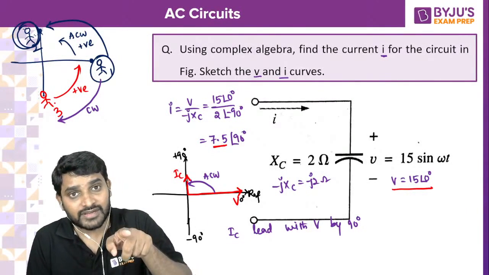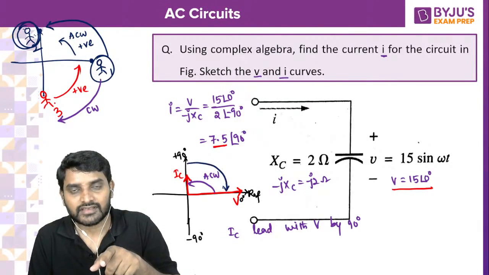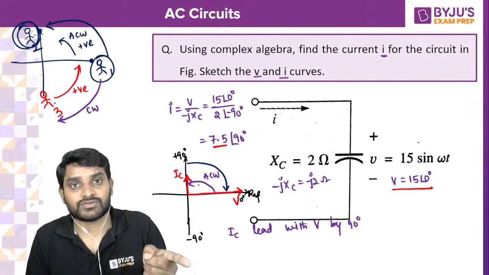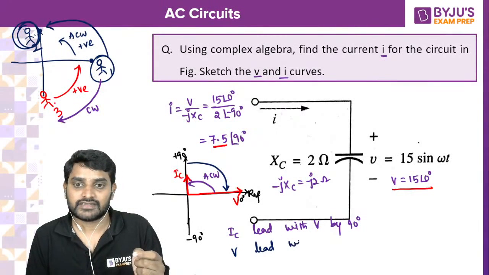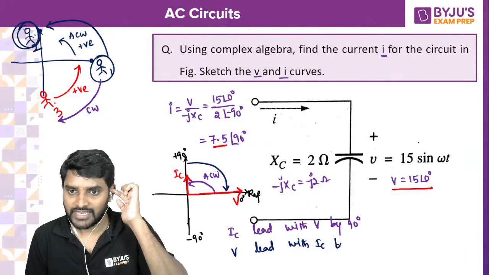If you are moving from current to voltage, now voltage is leading, no? Voltage is leading with respect to IC. V leads with IC by 90 degrees.